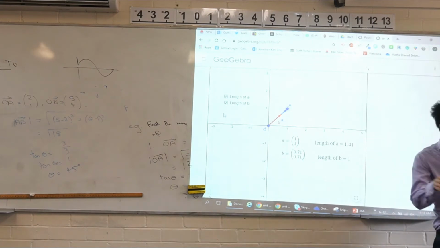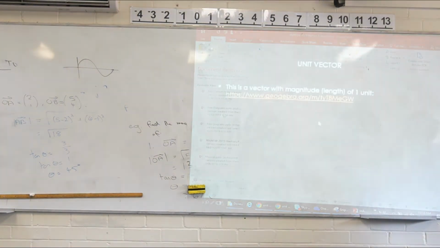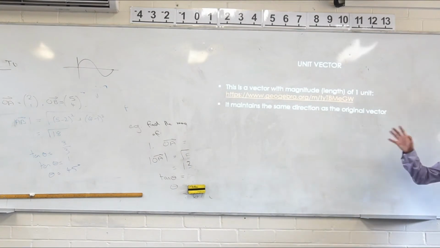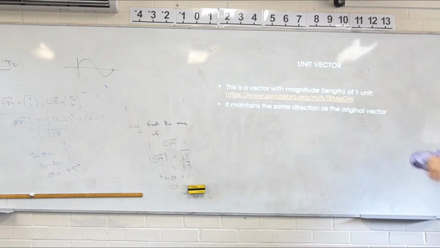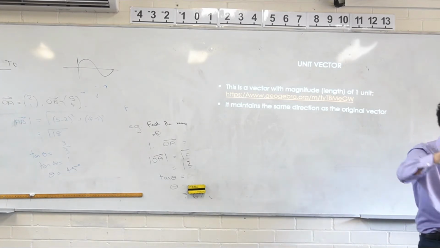Going back to this, a few things. It has a magnitude of length 1. It maintains the same direction, as you saw. Remember, I dragged A around everywhere, and it still stayed the same way.